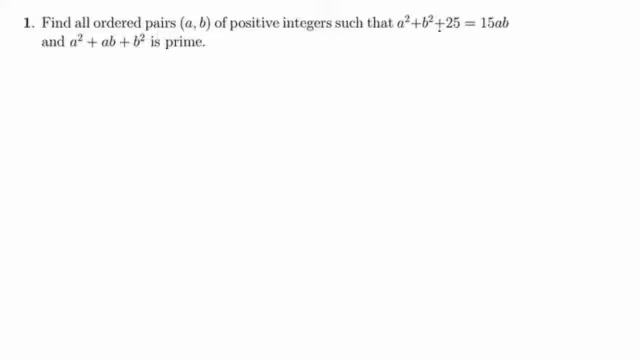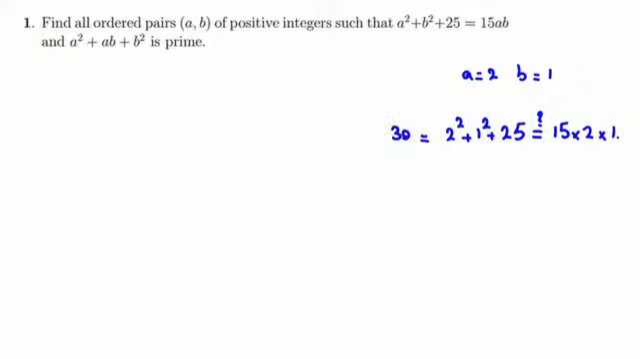For example, a = 1, b = 1: the right side will be 15, so it doesn't work. But if one of them is 2, for example a = 2, b = 1, or vice versa, the right side is 30, and the left side is also 30. Let's check: 2 squared plus 1 squared plus 25 is 4 plus 1 plus 25, which is 30, and 15ab is 15 times 2 times 1, which is 30. So the assumption is satisfied.